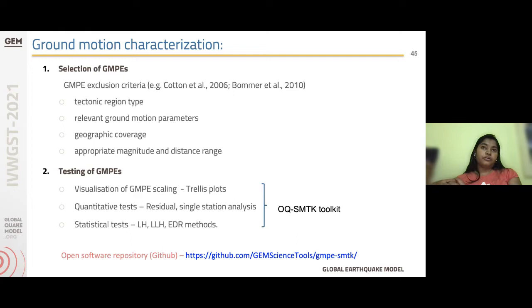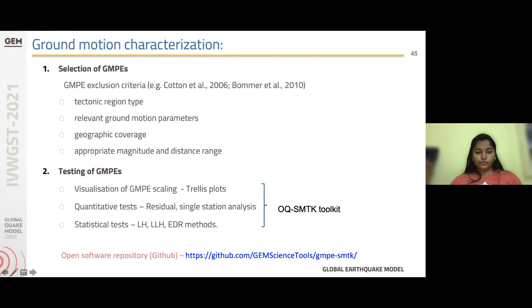So first is a visualization of GMP scaling, which we do through trellis plots. And then we have quantitative tests such as residual analysis and single station analysis. And then we have statistical tests. All these tests are supported by our OpenQuake strong motion toolkit. I will be talking about this more in detail, but anybody who's interested, this is the GitHub link for that. Anybody can download it, and it's open source software, so anybody can make use of it.